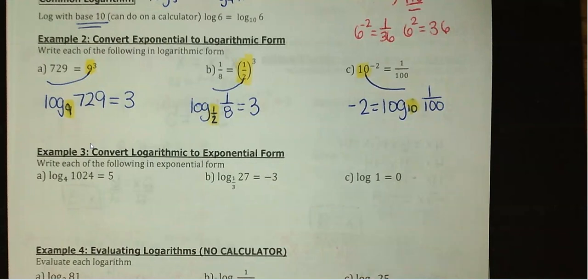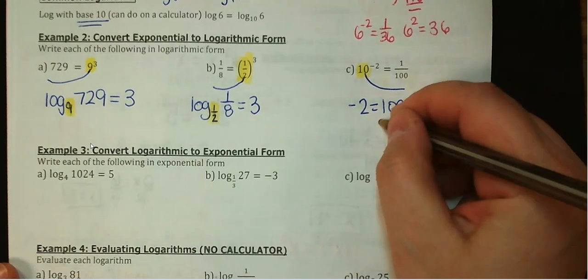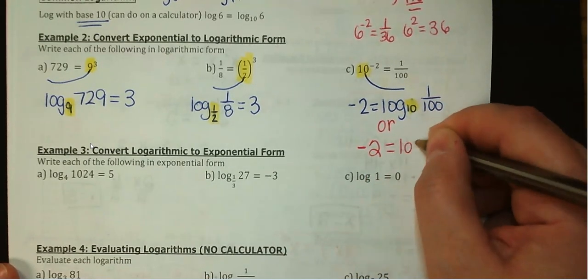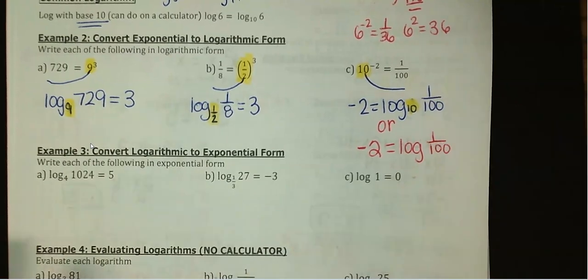Now, because it's base 10, and only because it's base 10, this is called a common logarithm. You can just write this as -2 equals the log of 1/100. If you don't have a subscript written in there, it's assumed to be base 10. You can write the base 10 or you don't have to if you have a common logarithm. Completely up to you. Is anybody having a question?